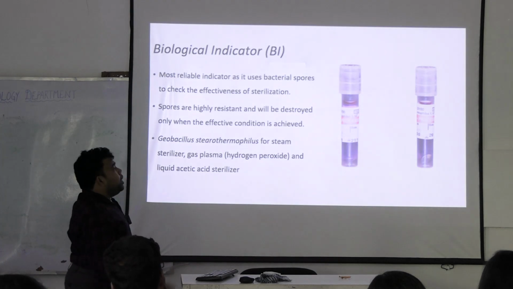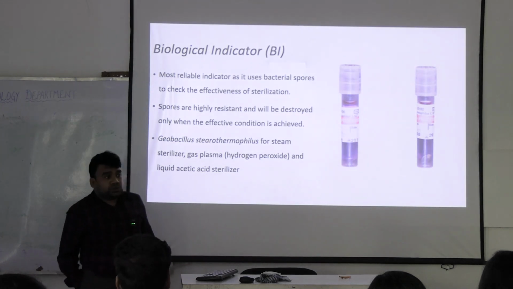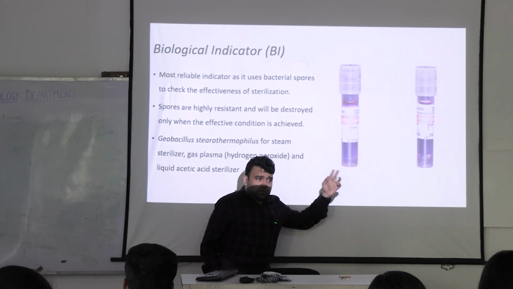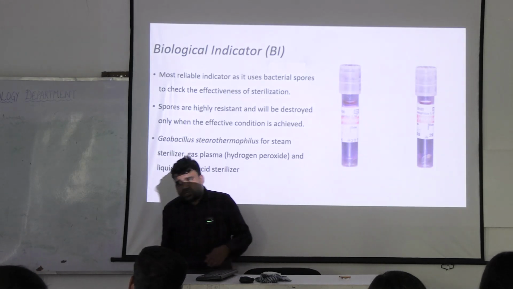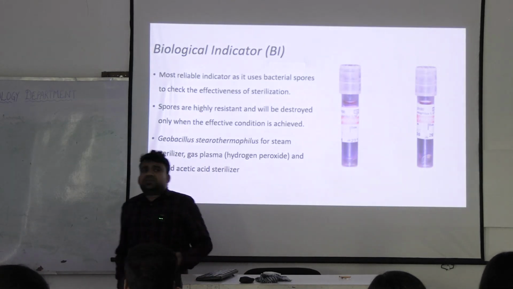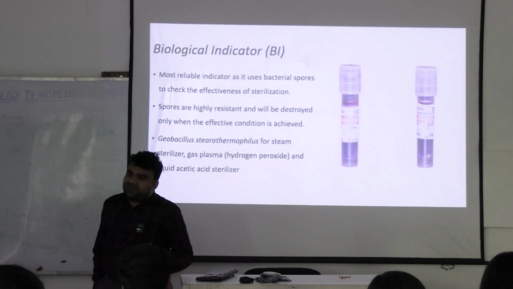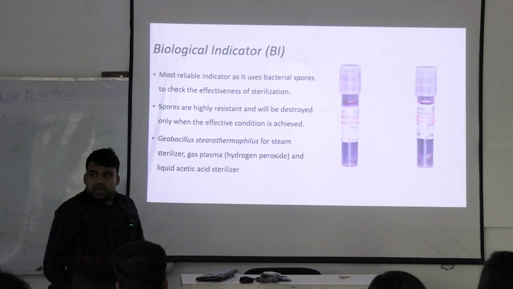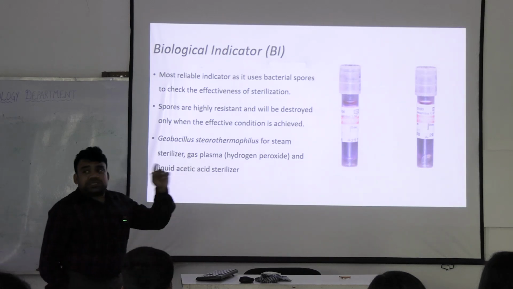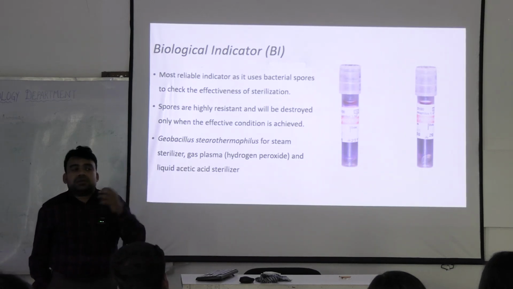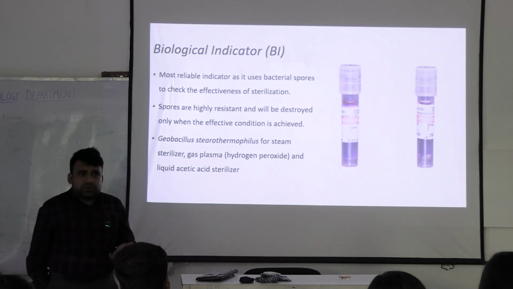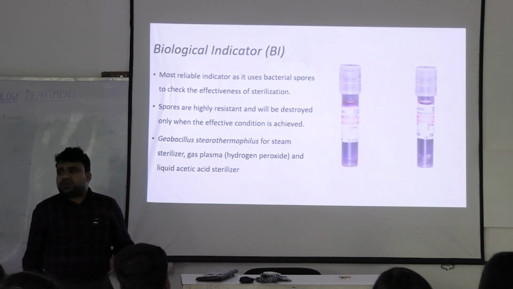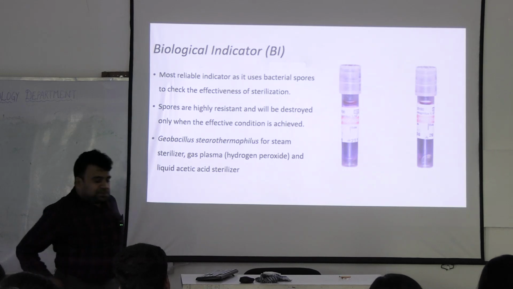And finally, we have biological indicators. These are the tubes which will have spores of a particular bacteria. After the process is over, we try and go for the culture. If there is growth, that means the sterilization was ineffective. If there is no growth, that means the sterilization is effective, and the growth will be indicated by a change in color of the media. If the bacteria grow, they will use up nutrients, form acids, and there will be a change in pH. The change of pH will indicate the change of color.